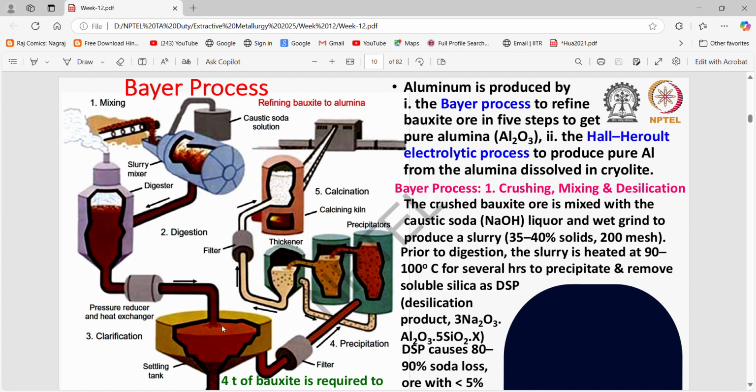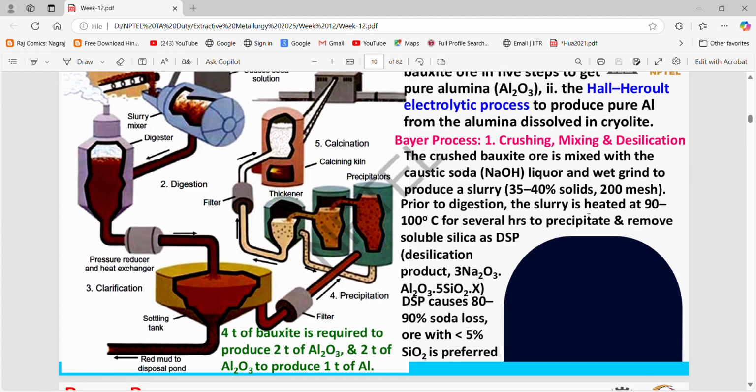In Bayer's process, first we go with the crushing, mixing, and desilication process. The crushed bauxite ore is mixed with the caustic soda, which is known as NaOH in chemical language, caustic soda liquor, and wet ground to produce a slurry containing 35 to 40% solids, passed through 200 mesh size. Prior to digestion, the slurry is heated at around 90 to 100 degrees Celsius for several hours to precipitate and remove soluble silica as DSP.